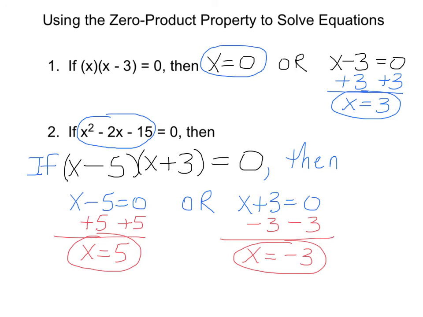So the bottom line is, if we're going to use the zero product property, make sure you have it equal to 0. And make sure you have a product, a multiplication problem, equal to 0.